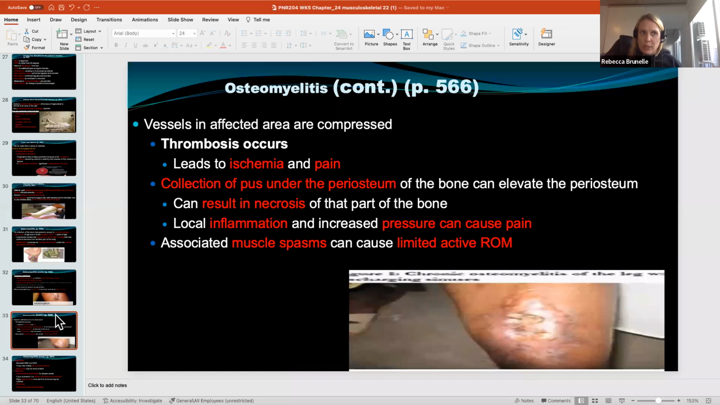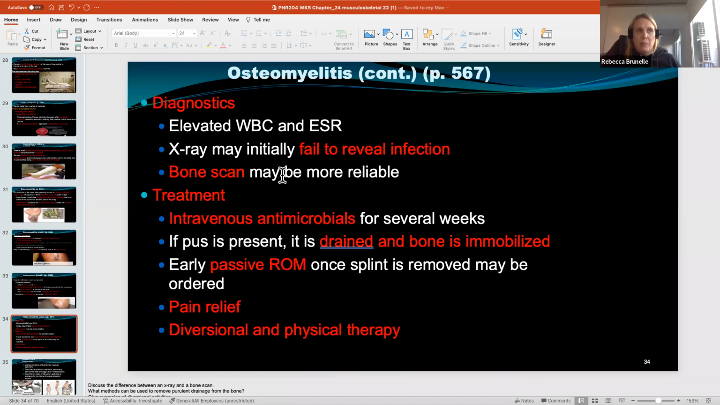So it can be quite complicated. It can result in necrosis in part of the bone. It can be very painful with inflammation, and they can end up with muscle spasms and decreased range of motion. It involves a pretty involved diagnostic workup. The ESR is the erythrocyte sedimentation rate. It is a way to measure systemic inflammation. And they might also do a CRP, or a C-reactive protein.